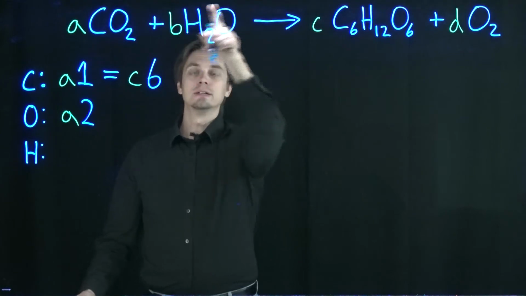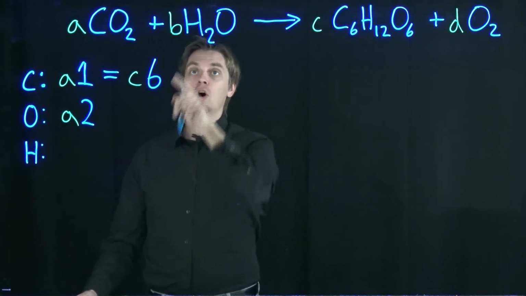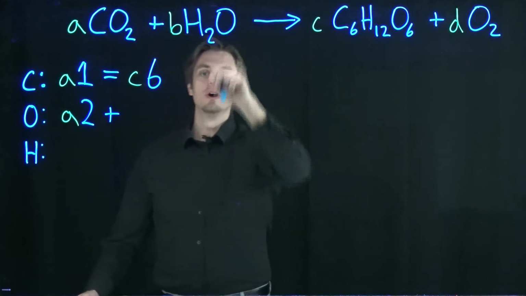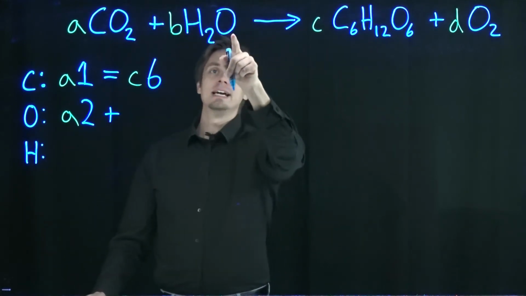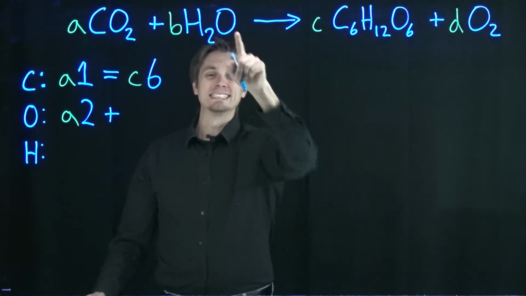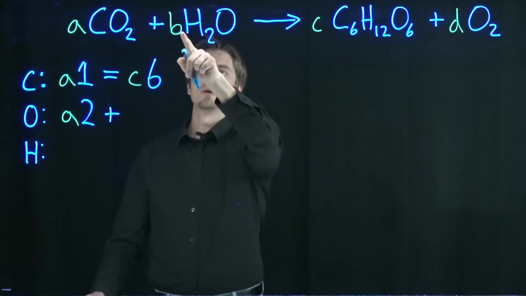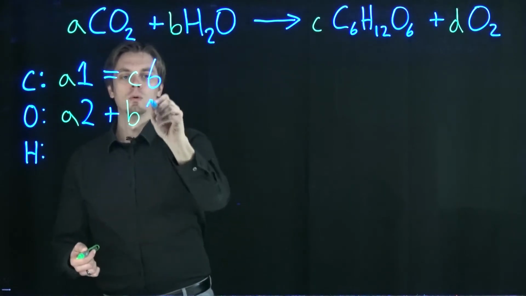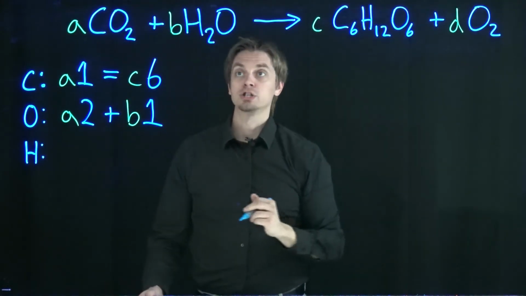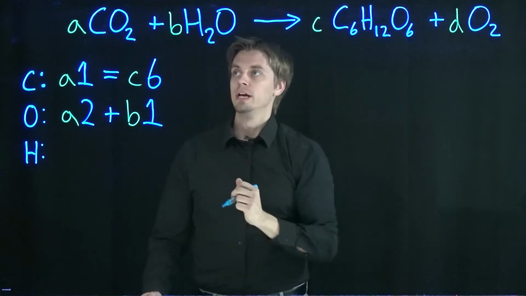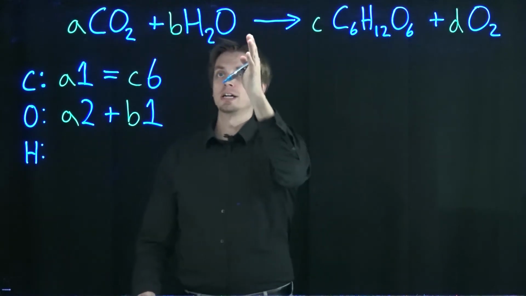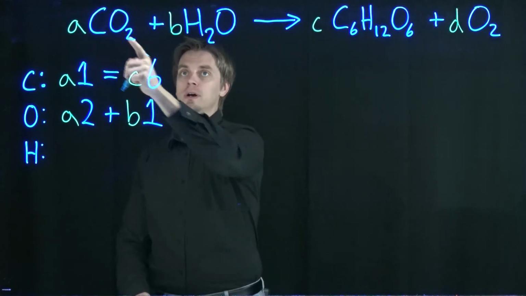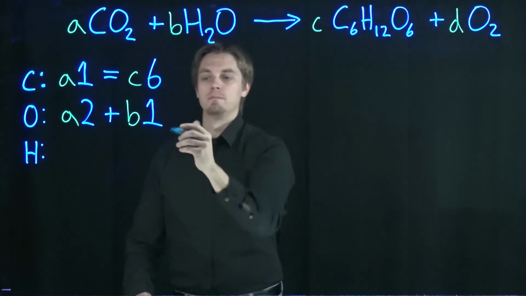Now, our second reactant molecule, water in this case, also contains oxygen. So we need to include the contribution from oxygen atoms. In this case, every water molecule only has a single oxygen atom. So we are going to have a total of B times 1 oxygen atoms contributed from our waters. So now the total number of oxygen atoms from the left-hand side of the equation is our A times 2 plus B times 1.